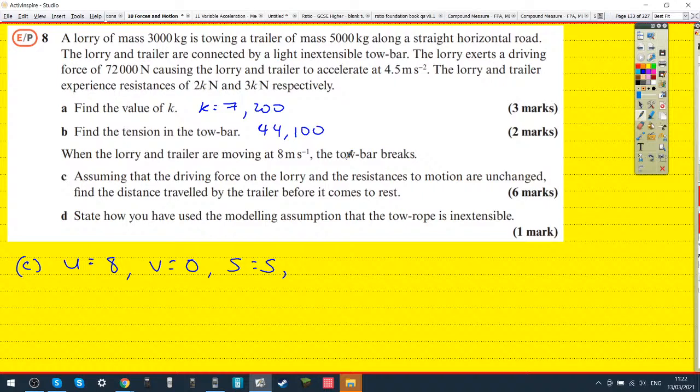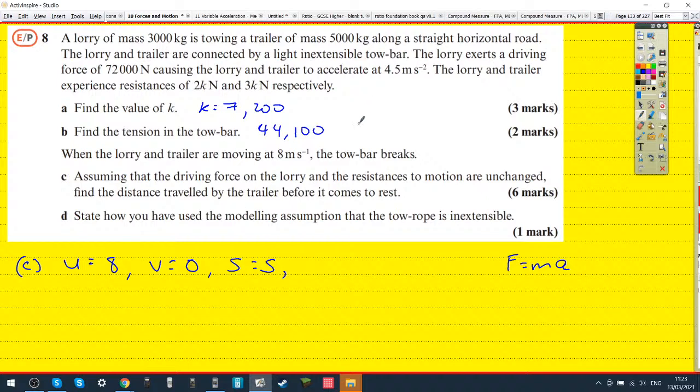So let's see. That's 8. That's 0. That's S. What else can we get? Time? No. S U V A. Maybe we can get. Can we find acceleration? Yes, we can, using F equals ma. So you do force, would it be 7,200? No, it's 72,000. So I did this the quick way.